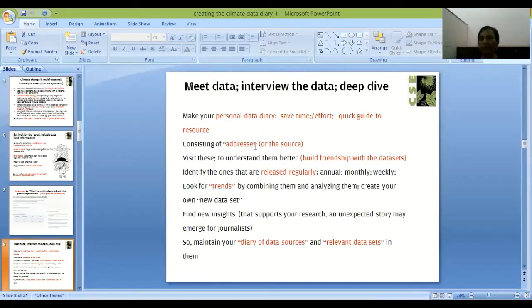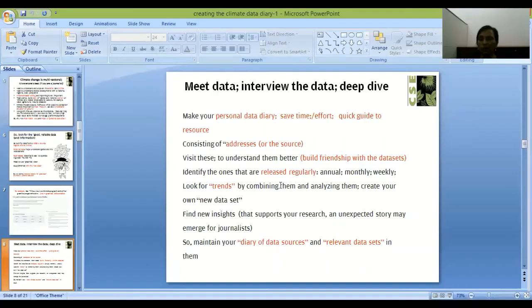But remember one thing, merely having a list of websites is not sufficient. You have to visit them regularly to understand them better, because they're also dynamic. So the message is, do visit these sites that you have in your data diary regularly and make friendship with these websites, not just the websites, but the data sets that these websites provide you, because the wealth lies in the data sets that are often hidden deep in these websites.